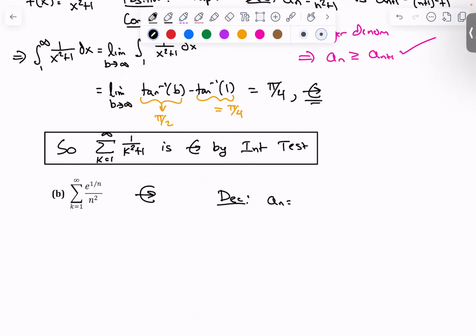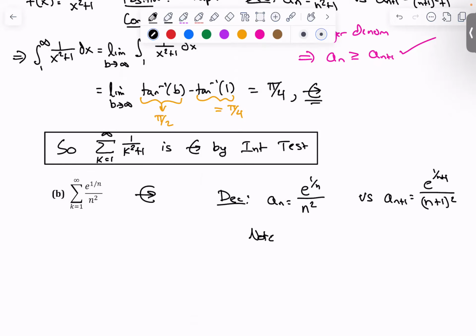a sub n is equal to e to the 1 over n over n squared versus a sub n plus 1, which is equal to e to the 1 over n plus 1 over n plus 1 squared. It's very clear that the denominator gets bigger, correct? n plus 1 squared is bigger than n squared. e to the 1 over n plus 1 is a smaller number than e to the 1 over n, right? So e to the 1 over n squared would be smaller.